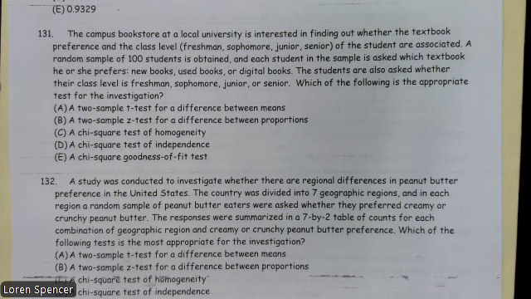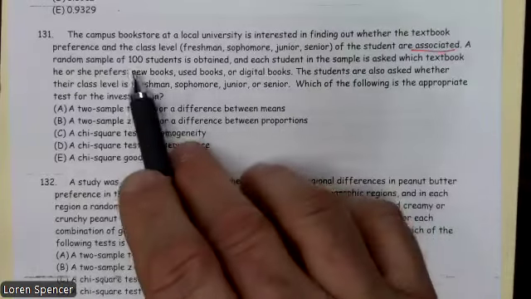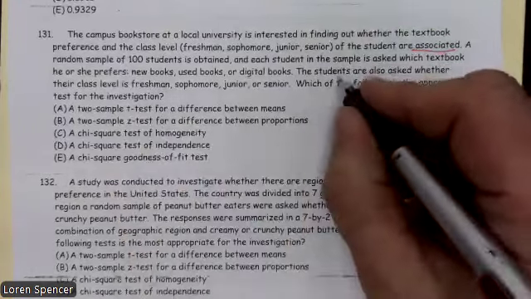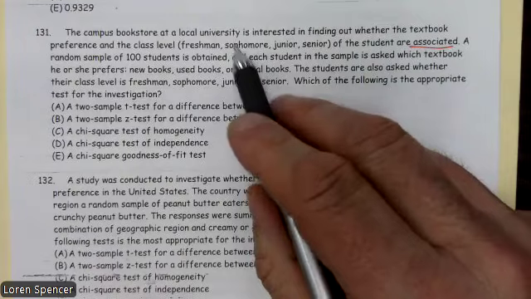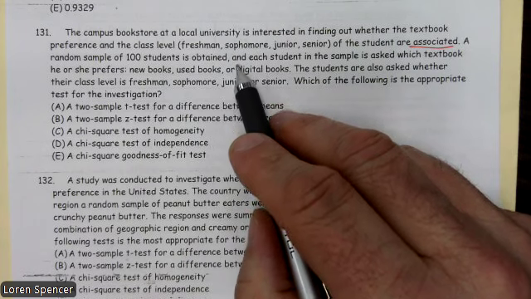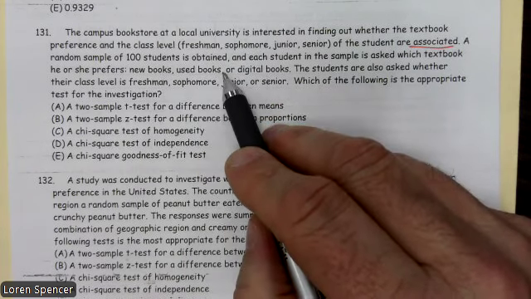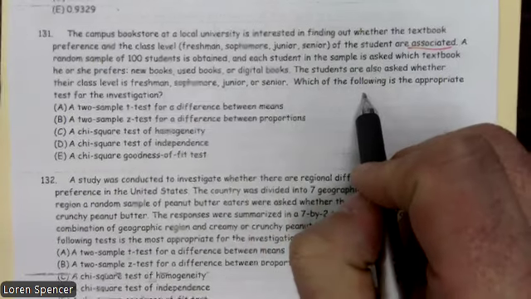So the campus bookstore at a local university is interested in finding out whether the textbook preference and the class level, freshman, sophomore, junior of the student are associated. Use the word associated. I'm thinking it's going to be a chi-squared test. A random sample of 100 students. All right, so we only have a single sample, and we have two variables, class level and new books versus used books. The students are also asked whether class level freshman, junior, sophomore, senior. Which of the following is appropriate test?